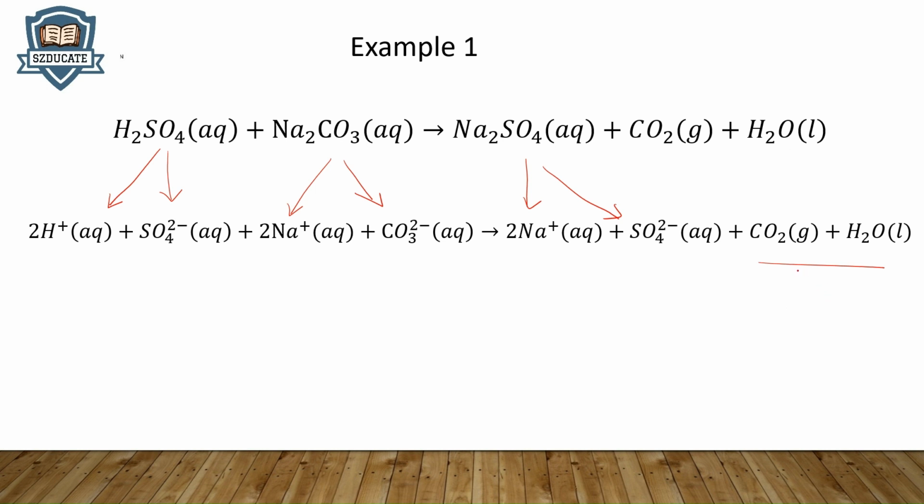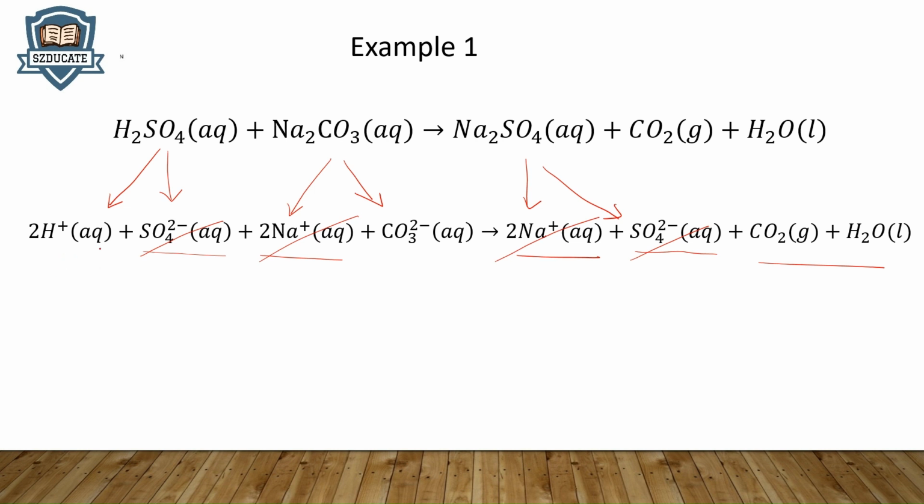Okay, now we will have to identify who are spectator ions. If you look at SO4 2- and SO4 2- on the product side, you can see that the formula didn't change, neither did the state symbol. So this is a spectator ion. We cross it out. What else? Na+. This is also a spectator, so we also cross it out.